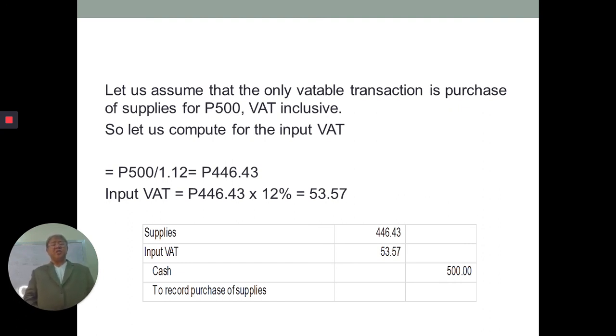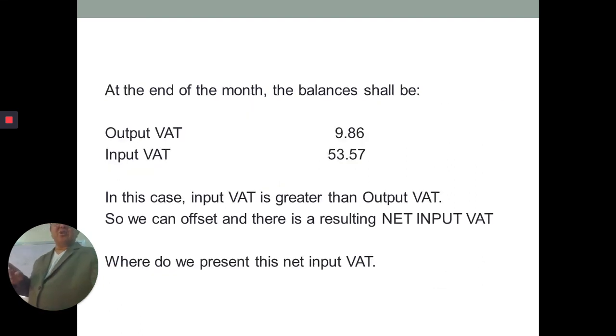So how are we going to record that? Debit supplies, 446.43. Debit input VAT for 53.57. And credit cash for 500 pesos. Now the company has an input VAT. How much do we have? At the end of the month, the balances would be output VAT 9.86 and input VAT 53.57.